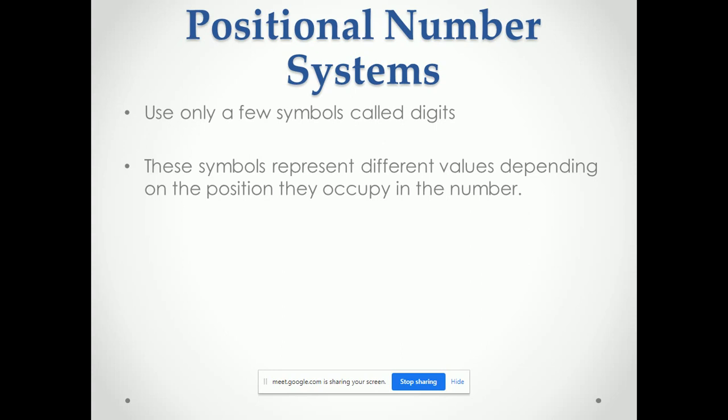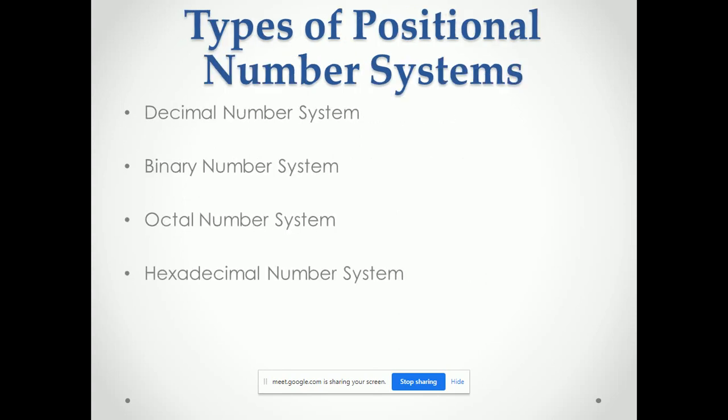Say if I have a number 15, 1, 5. The 1 is in the tens place and 5 is in the units place. So the value of 5 is 5, but the value of 1 is 10, not 1. So 10 plus 5 becomes 15. Depending on the position, it will occupy the value. That is called a positional number system.